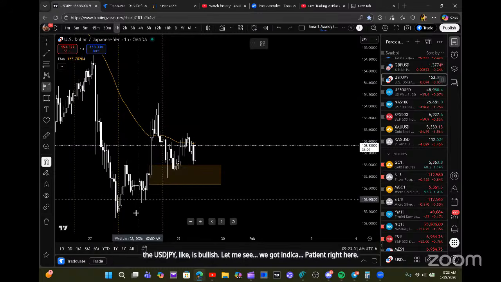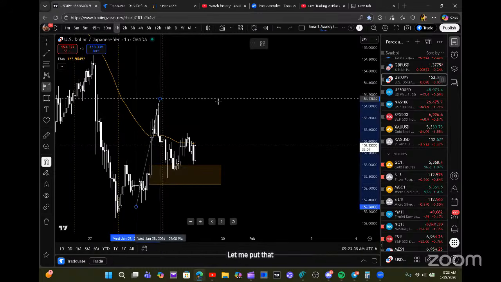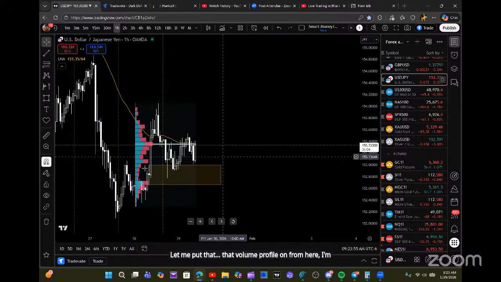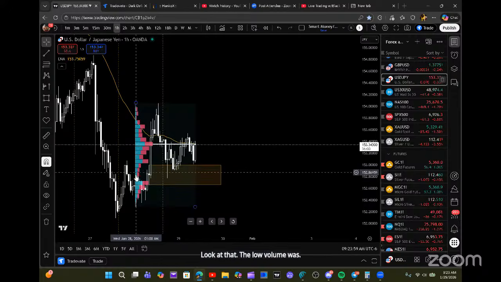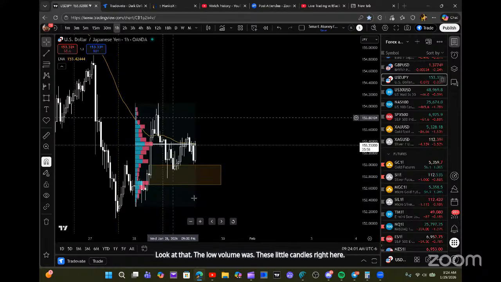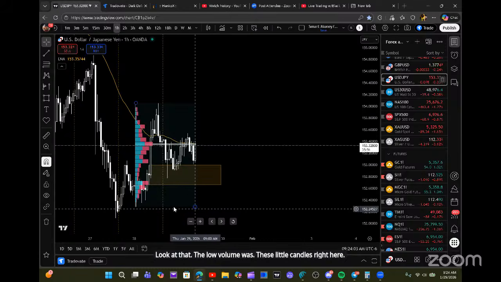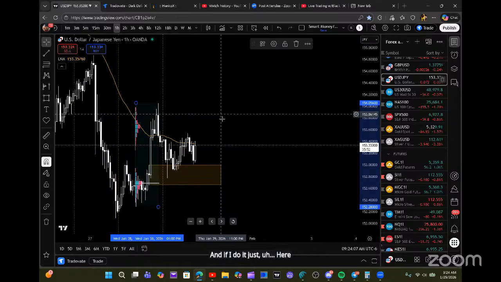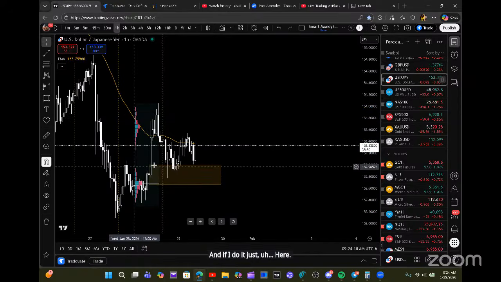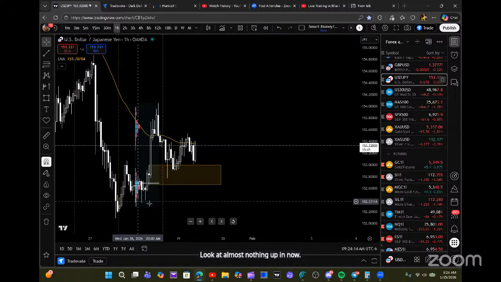Let me see. We got indication right here. Let me put that volume profile on from here. I'm gonna put it all the way over. Look at that. The low volume was these little candles right here. And if I do it just to here, look at that. Almost nothing up in there.